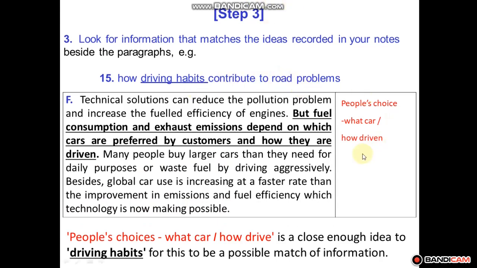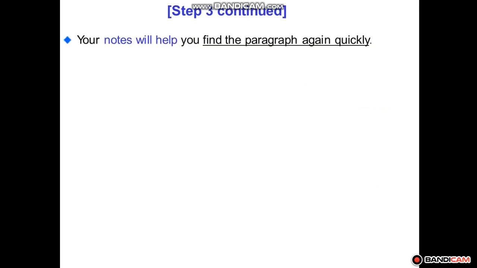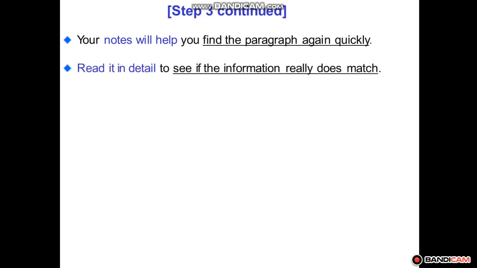And people's choices, for example, here people's choices from the passage, what car, how drive, is a close enough idea to driving habits. Now in the information, you will match these words to the keywords in the information, and of course they will be paraphrased. But if they match, well, that's the choice. That's the paragraph which contains that information. And you have to write that number beside that. Now your notes will help you find the paragraph again quickly, if you have taken down the notes in the form of keywords beside the passage.